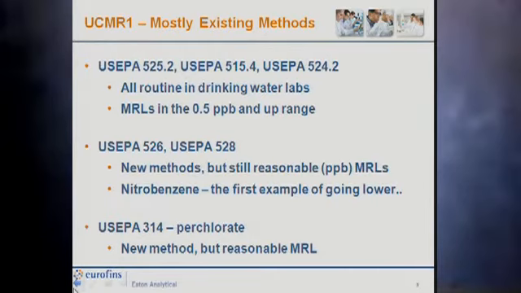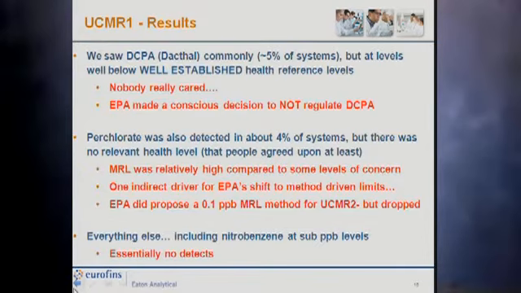But nitrobenzene did sort of set the stage as here's one where if we can get an analytical method that goes lower, we'll use it because of the health reference level. And then EPA method 314 for perchlorate was a relatively new method. It had only been around for a couple of years, but it had, again, an MRL that was up in the ppb range, with it being 4 ppb at that time.